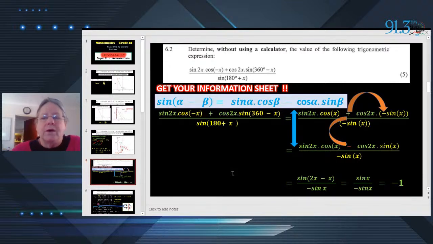So now we know we are going to use our reduction formula to do that. But we also see that there's a sin 2x, there's a double angle, and there's a cos 2x, a double angle. Just take note of that. So grab your information sheet. I'm grabbing mine because we are going to use it shortly.